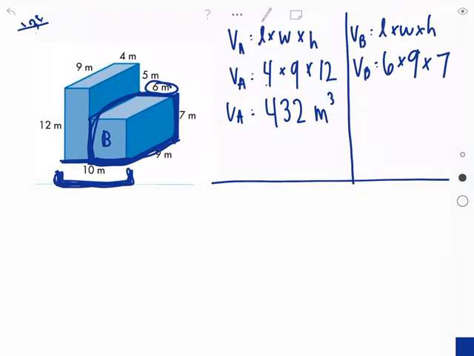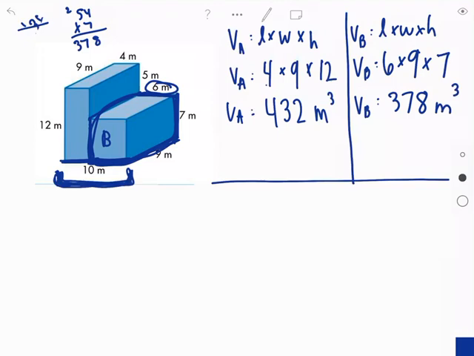Okay, now let's combine these. 6 times 9 is 54. 54 times 7, let's show our work. 7 times 4 is 28. 7 times 5 is 35, plus 2 is 37. 378 meters cubed.